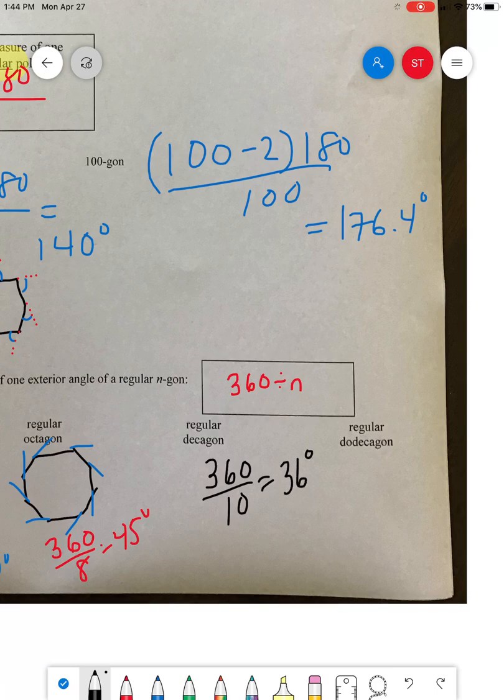And last but not least, the dodecagon has 12 sides. Okay, let's mix up the color here. So we could take 360 divided by 12. You can use a calculator, 30 degrees.